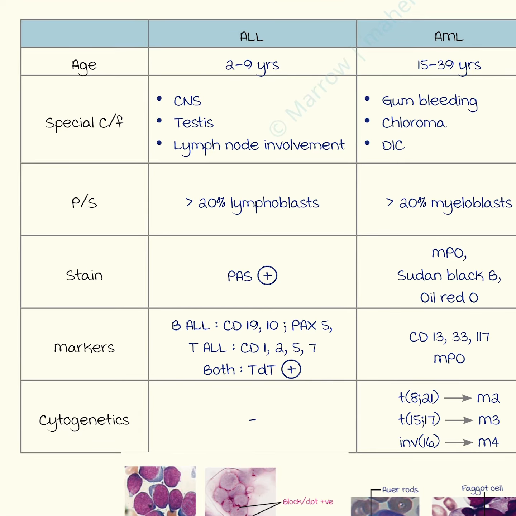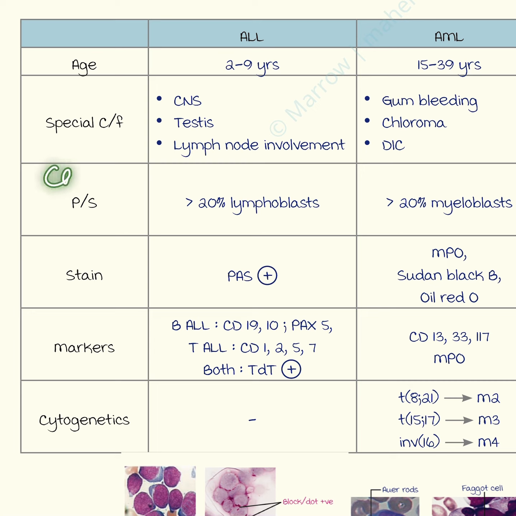Leukemias. The first one is ALL. The age group is 2 to 9 years, and the specific clinical features are CNS, testes, and lymph node involvement. The patient has pallor, fatigue, increased infection, and a bleeding disorder.